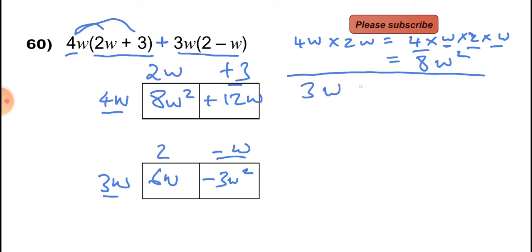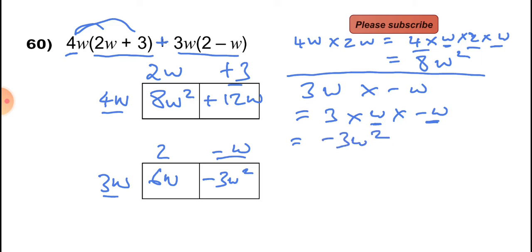We had 3w times minus w, which is the same as saying 3 times w times minus w. So if you think about it, if I had 4 times minus 4, the answer would be minus 16. So likewise, 12 times minus 12 would be, so w times minus w will be minus w squared. So 3 times w is just 3w, and then w times minus w will be minus 3w squared.